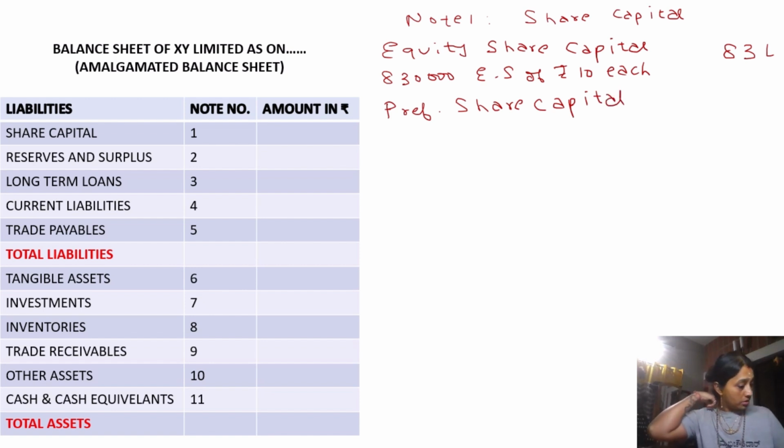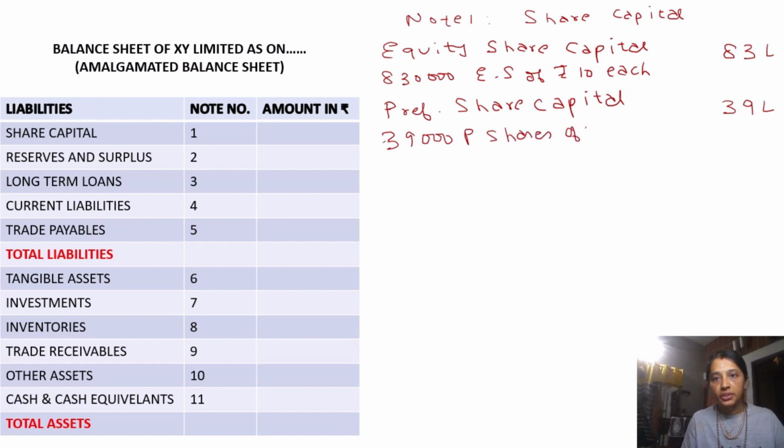Total amount is 39 lakhs, as per third entry. One share price is 100 rupees. So it is going to be 39,000 preference shares of rupees 100 each. So amount is 39 lakhs.